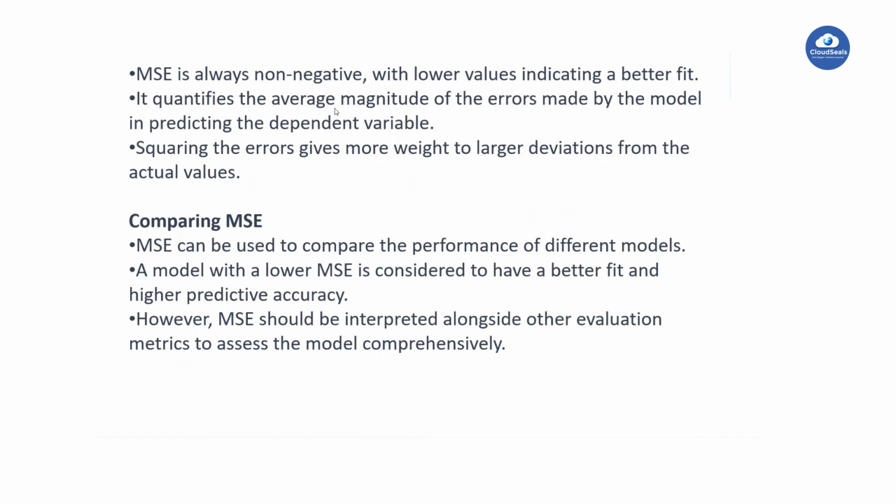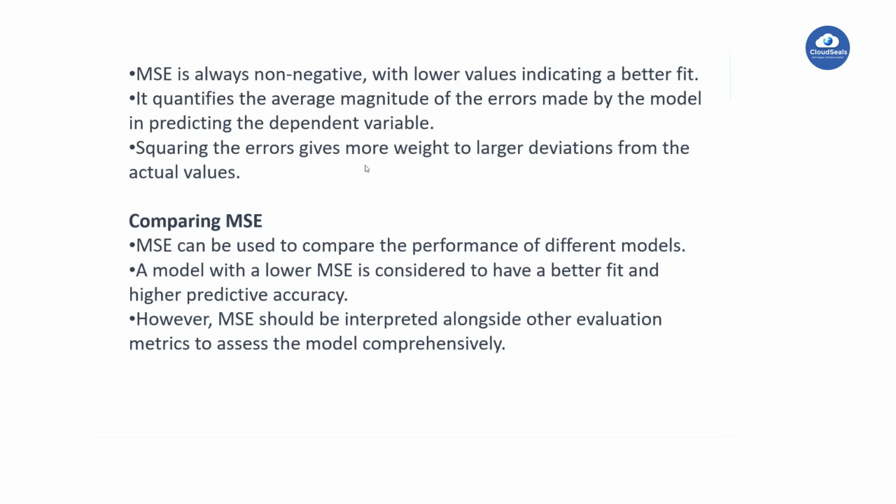It quantifies the average magnitude of the errors made by the model in predicting the dependent variable. For example, if we measure error between 0 and 1, 0 means no error and 1 means it completely fails. Whether it is 0.2 or 0.0202, this much error is present in the dependent variable. So it tells us how much error the model produces whenever we provide new input to the model.